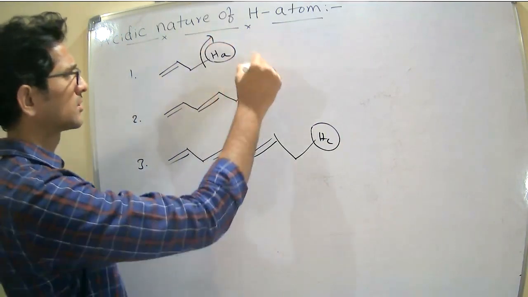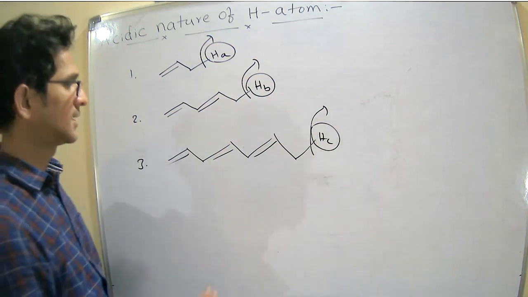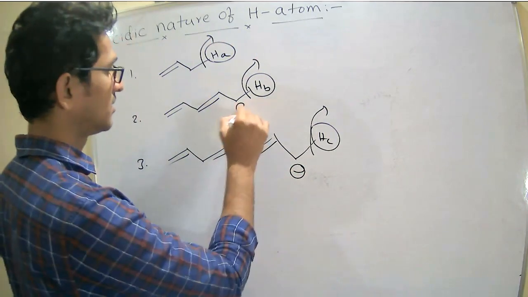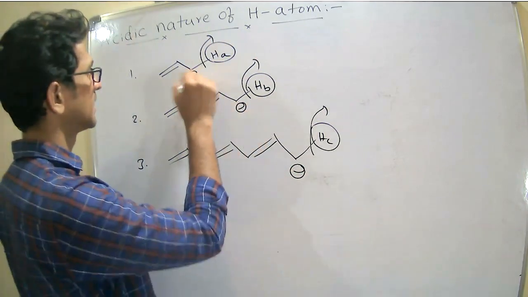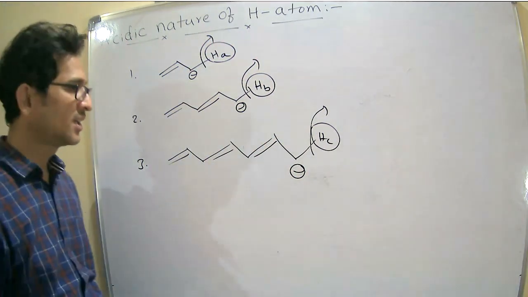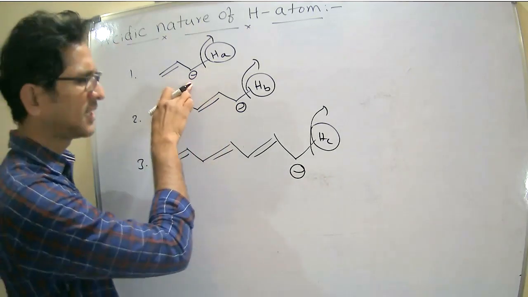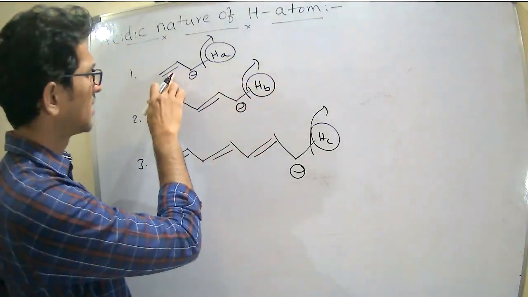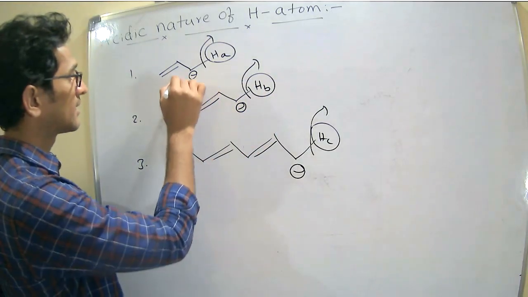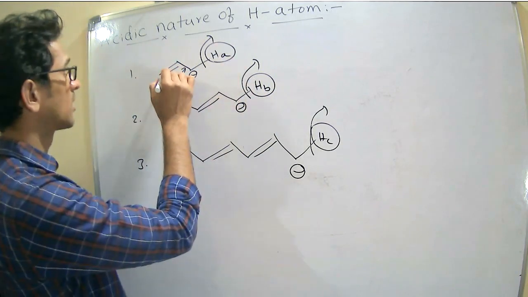See here, it loses hydrogen. Then what happens here? Negative charge develops here, the conjugate base. Now see here, coming to this, this is called conjugation. The double bond and the negative charge are in conjugation. Therefore, here what happens? The negative charge is in delocalization.